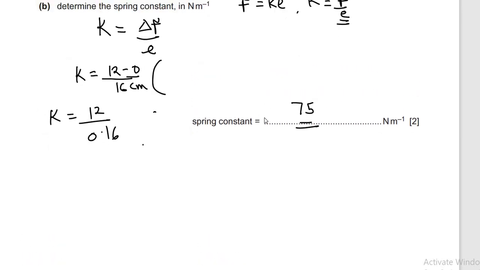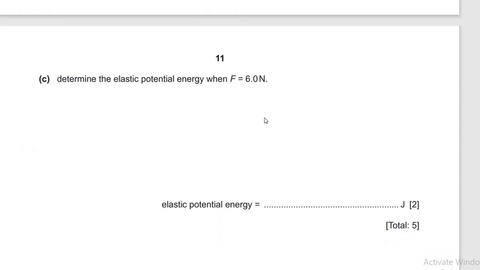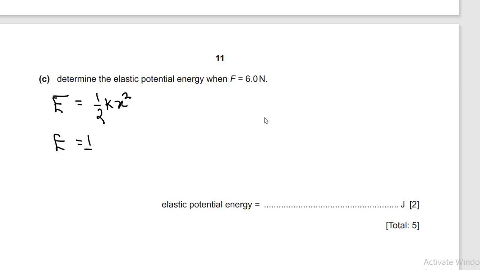Let me write it here. 12 minus 0 over 24 minus 8. The next question. Determine the elastic potential energy. The formula for elastic potential energy is half kx squared. So elastic potential energy is half. Our K is 75. What's the extension? X is the extension. Extension is new length minus original length.